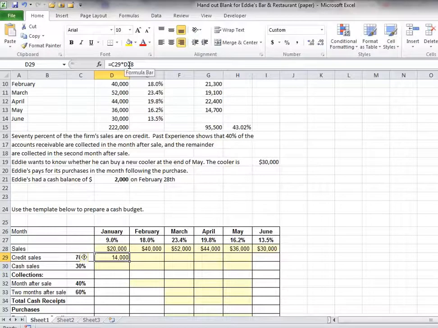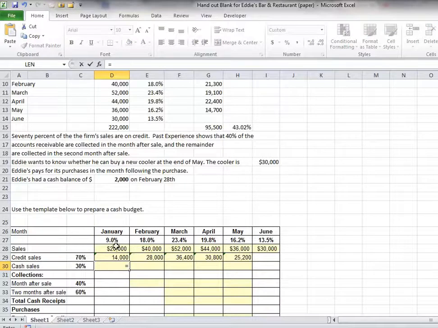Okay, and we're going to try to reference those numbers again, so I can drag them across. Now, I don't fill in June. I'm not terribly worried about June. We're just going to the end of May, but we do need some June numbers for our purchases.